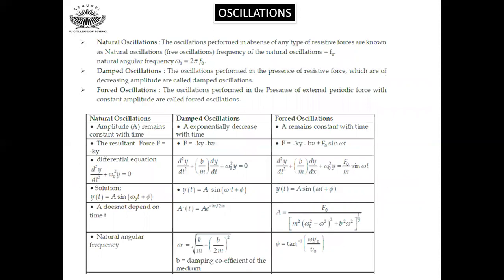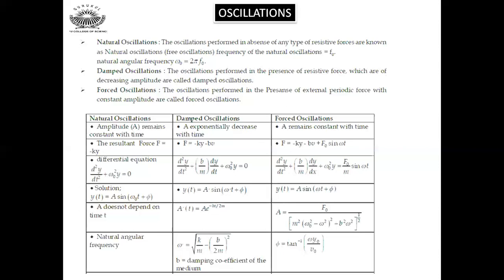Now there are different types of oscillations. Natural oscillations occur in the absence of any resistive force. If the body performs oscillation, then we call it natural oscillation. The frequency with which it vibrates or oscillates is the natural frequency. Damped oscillation: here there will be the presence of a resistive force, which will decrease the amplitude of the oscillations periodically.